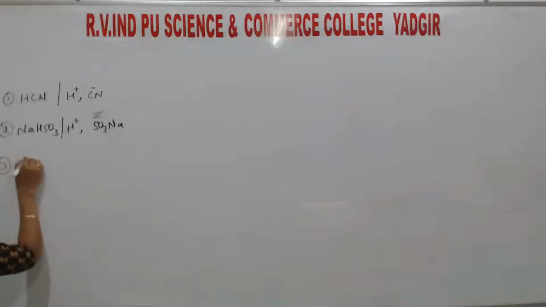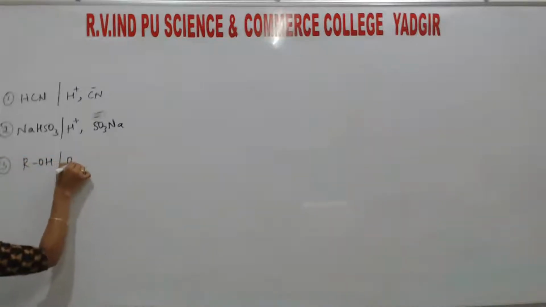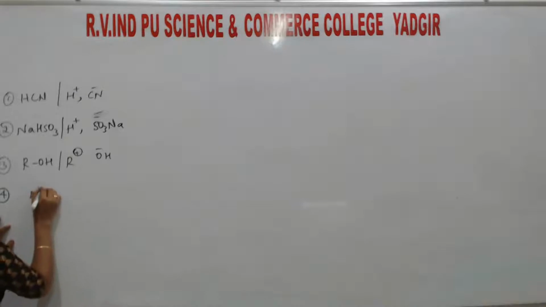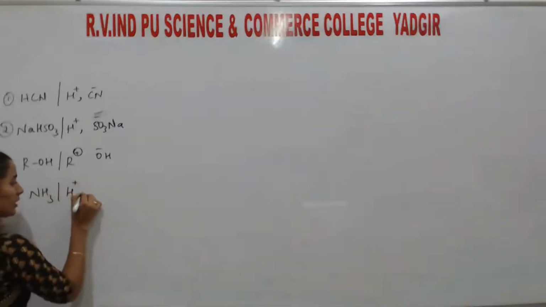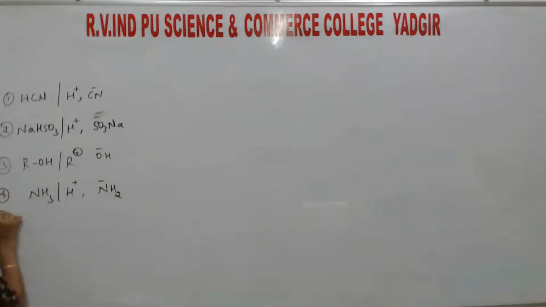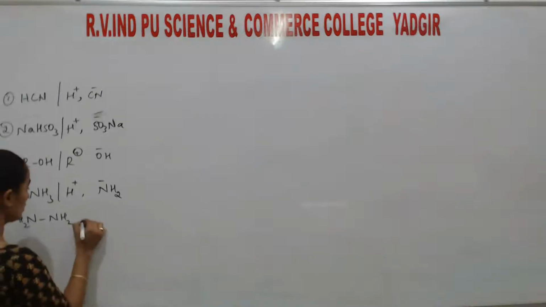Next, take ROH. R plus is there, OH minus is there. Correct? Next, the fourth one, NH3. In NH3, H plus, NH2 minus. Next, the fifth one, NH2, NH2.